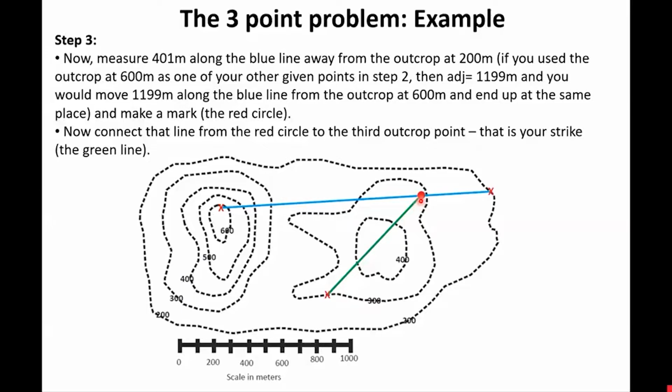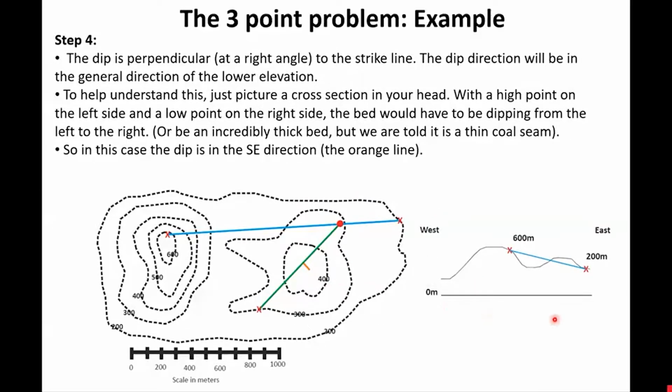So now we've got structure contour. That's that green line. We can connect the 2 points we know are at the same elevation. And therefore, we know, high, low, the strike must be in this direction because we've got our high ground over here, our low ground over here.